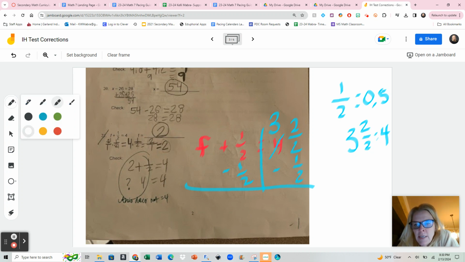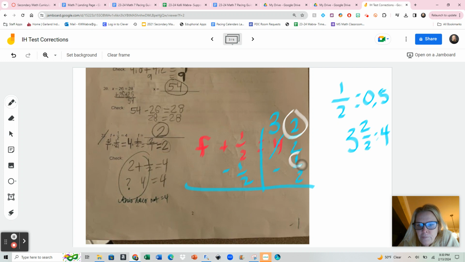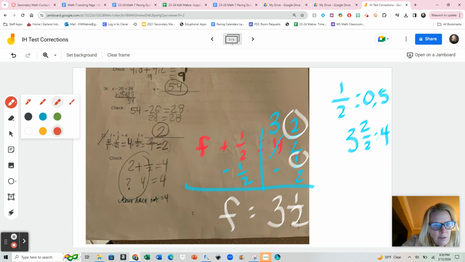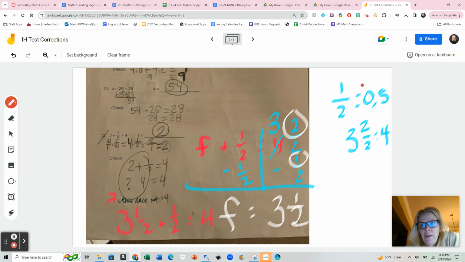Okay, so I'm going to subtract, looking at my numerators. 2 minus 1 is 1. My denominator stays the same. And you're going to bring that 3 wholes down. So F is equal to 3 and 1/2. And right here, when you're checking it, 3 and 1/2 plus 1/2 does indeed equal 4. And there you have it, that's how you do that one.